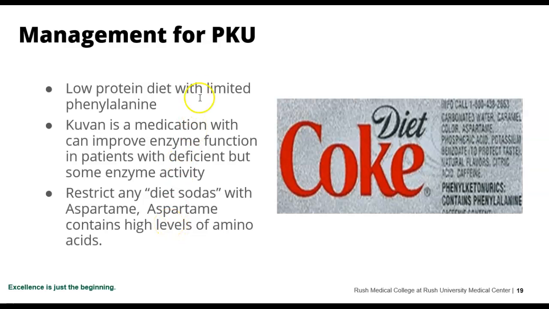Management of PKU is a low protein diet with limited phenylalanine. Kuvan is a medication which can improve enzyme function of patients with a deficient but some enzyme activity. And diet soda, such as Diet Coke, here it says phenylketonurics, contain phenylalanine. Aspartame is very high in phenylalanine, so the worst thing you could ever do for somebody that has PKU is give them a diet soda. That's pretty much like poison to them.